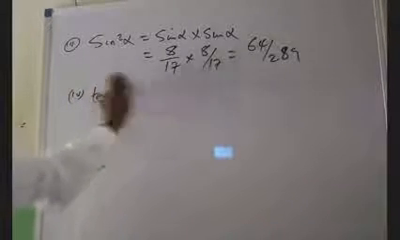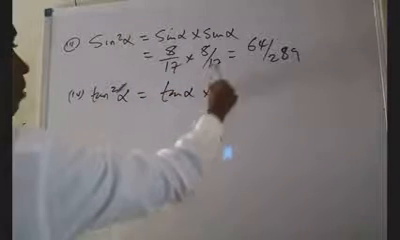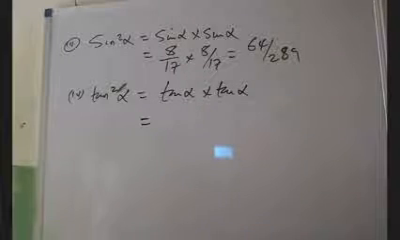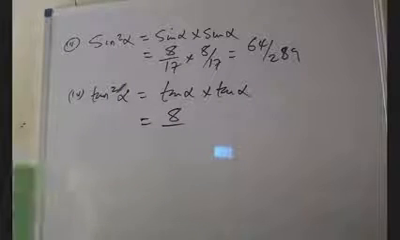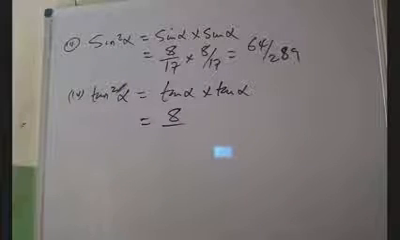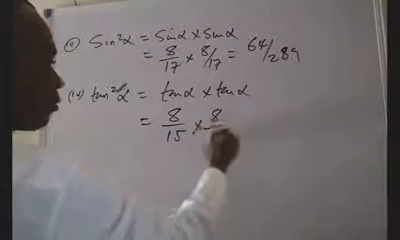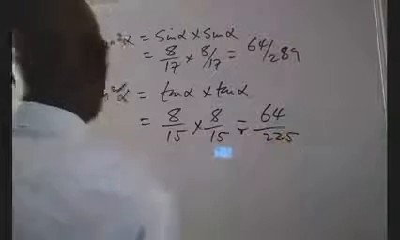Then you have tan square alpha. Tan square alpha is the same thing as tan alpha times tan alpha. So that will be equal to, tan alpha is 8 over 15, 8 over 15 times 8 over 15. That will be 64 over 225.